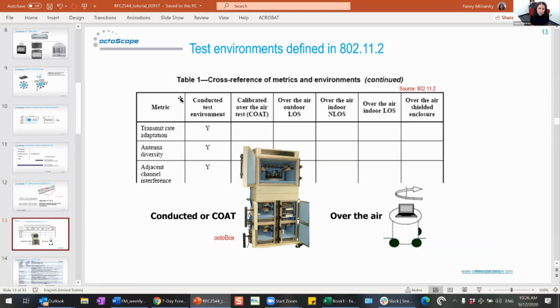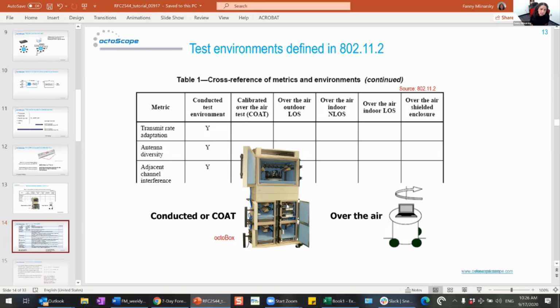It specifies a lot of stuff that deals with wireless itself, not just the routing subsystem, but a lot more than that. There are different environments, and you measure a long list of metrics in different environments. Some of them we've done forever in a test house running with a car, and then indoor, outdoor, and then there were some they called calibrated over the air. That's essentially the Octobox type of environment. It can be conducted, over the air, or both. So different environments, a long list of tests.